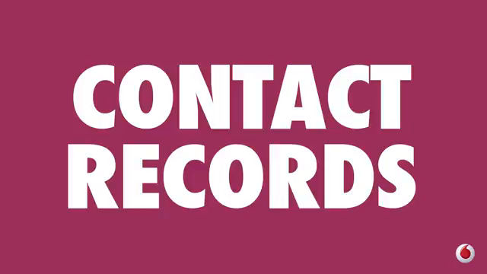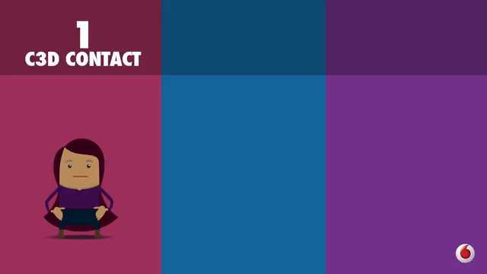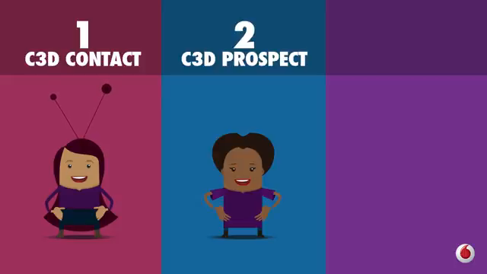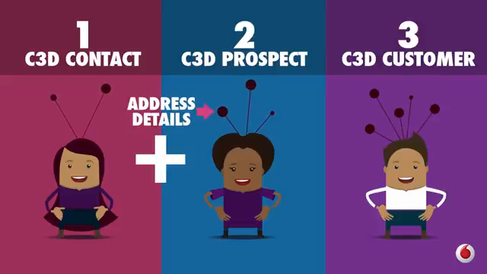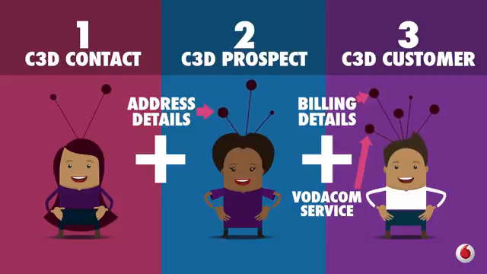Contact records in Customer 3D can be divided into the following three categories. Category 1, also known as a Customer 3D contact. This is the broadest term in Customer 3D, as all individuals in the system could be termed contact records and can have limited information linked to it. Category 2, also known as a Customer 3D prospect, is a contact record which includes address details. Category 3, also known as a Customer 3D customer, is a contact record which includes billing details and a Vodacom service.